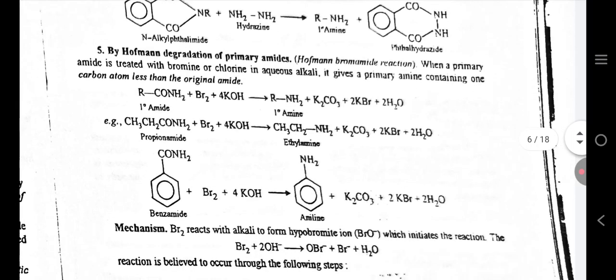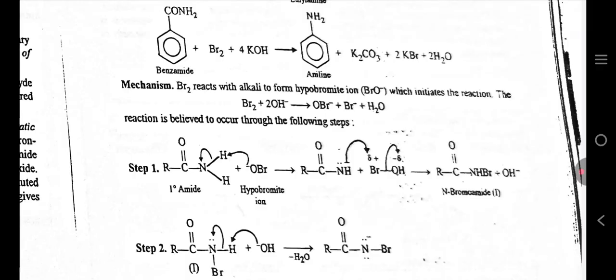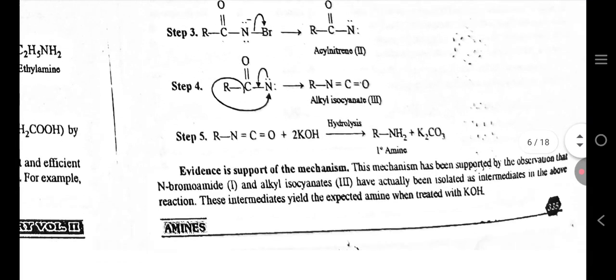Hofmann degradation of primary amides. Hofmann bromamide reaction. When a primary amide is treated with bromine or chlorine in aqueous alkali, it gives a primary amine containing one carbon atom less than the original amide. Mechanism. Br2 reacts with alkali to form hypobromite ion, which initiates the reaction. The reaction is believed to occur through the following steps.